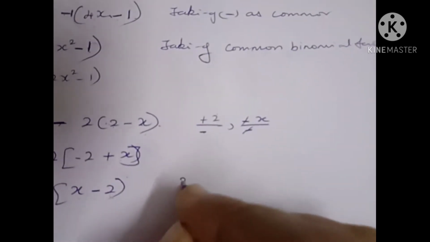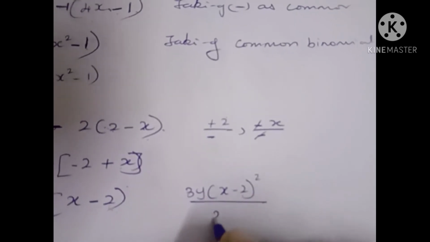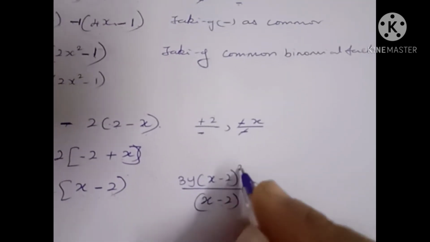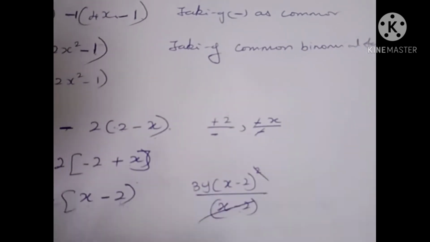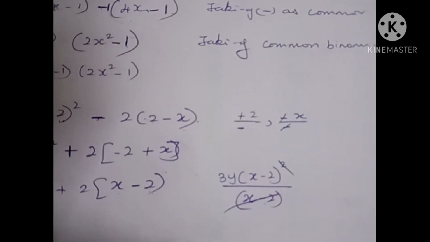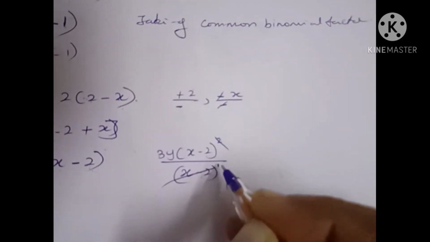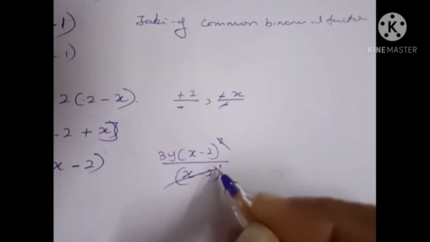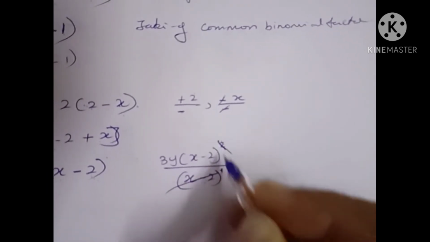Then if you divide 3y (x minus 2) whole power 2 by x minus 2, it means 2 minus 1 is 1, so 3y into (x minus 2). Have you understood? Here 2 is there, here 1. So division means you have to subtract the power. 2 minus 1 is 1. Therefore you can cancel.